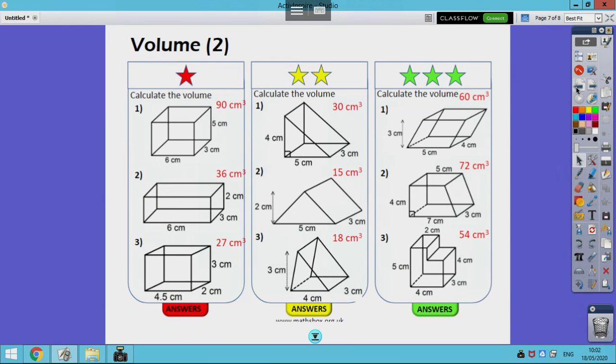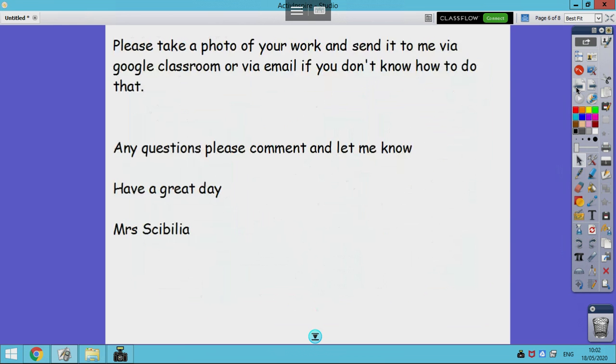Here are your answers to your starter. Just quickly check those, please. Pause the video and check yours. Once you've done that, please take a photo of your work and send it to me. I know this exercise is quite hard, so please let me know if you don't understand anything or if you're not sure, and I will do my best to help you today.